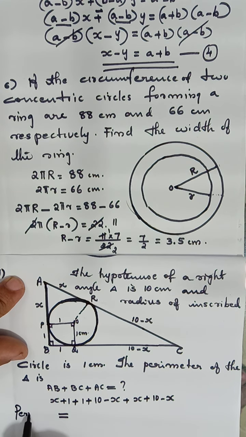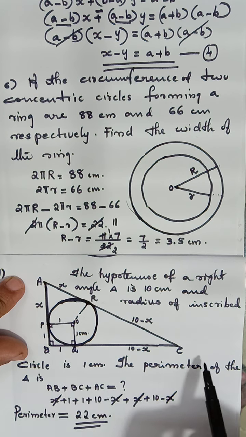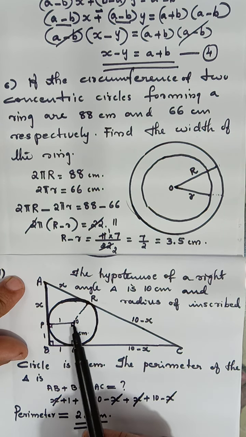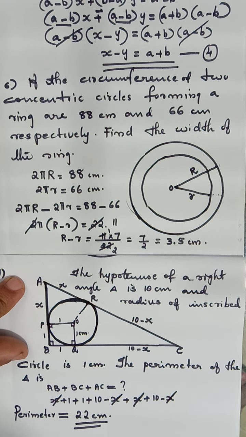We call it the perimeter, the sum of all the sides of the triangle. So let us cancel X minus X. Add it now: 1 plus 1 is 2, 2 plus 10 is 12, 12 plus 10 is 22. So 22 centimeter is the perimeter of this right angle triangle if the inside circle has radius 1 centimeter.